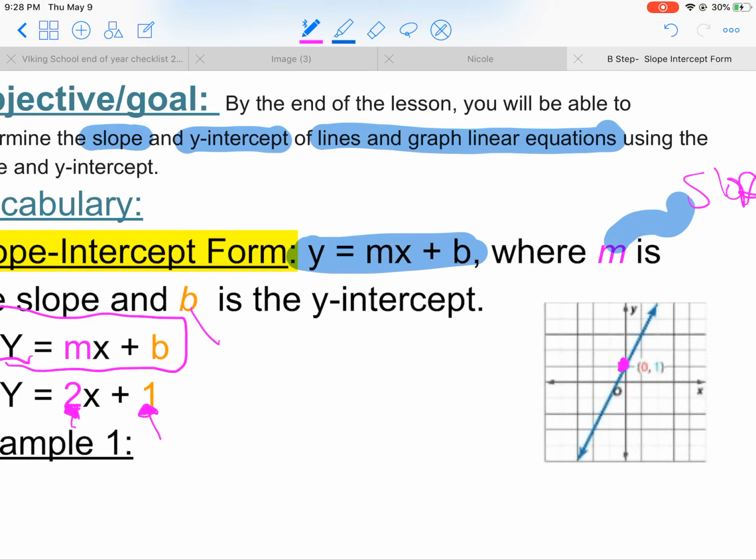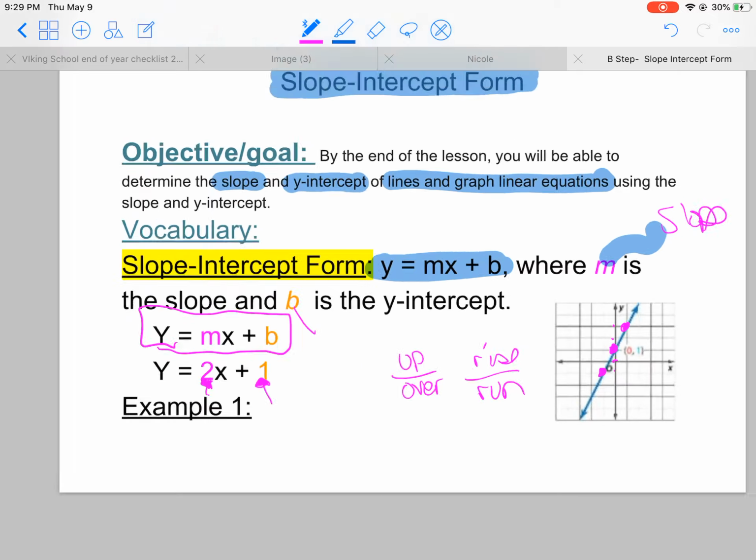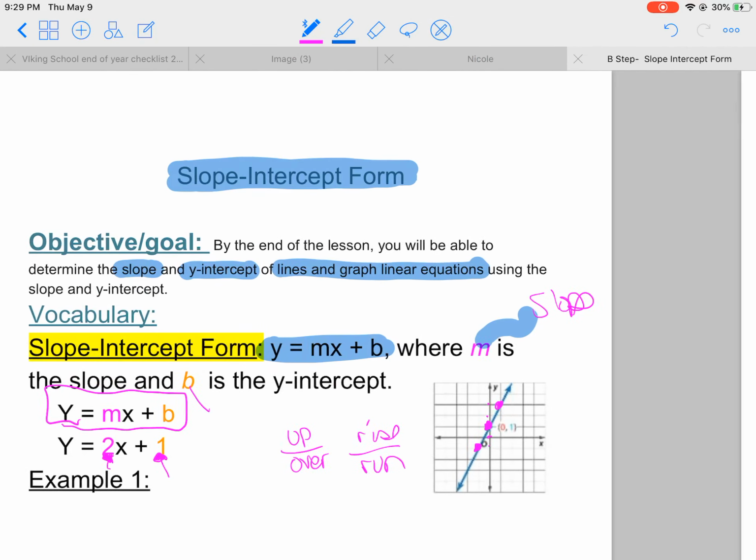The slope is 2, so that means it goes up 2, over 1, or a lot of people call it rise over run. It goes up 2, over 1, or you can go down 2, over to the left 1, and then you graph your line. That's how you use slope-intercept form.